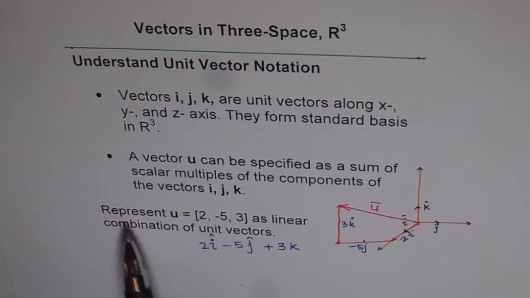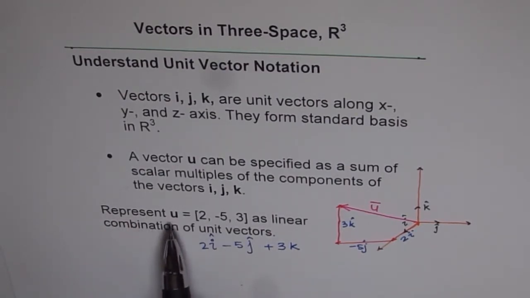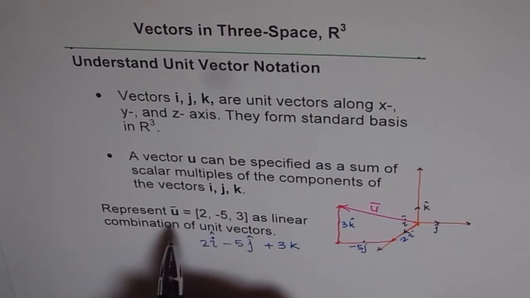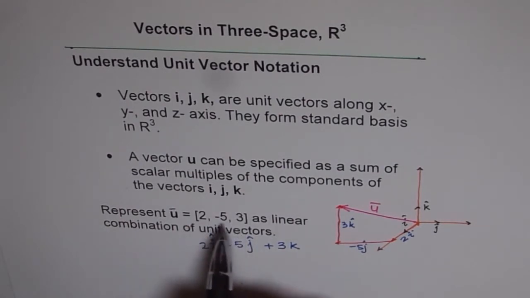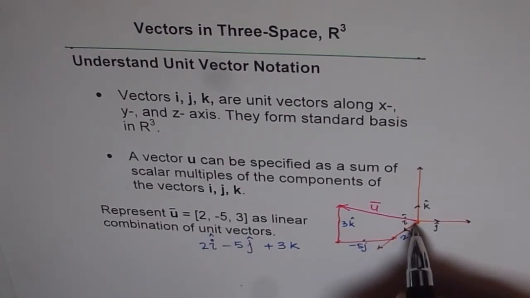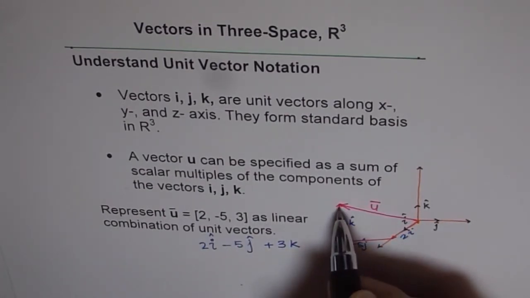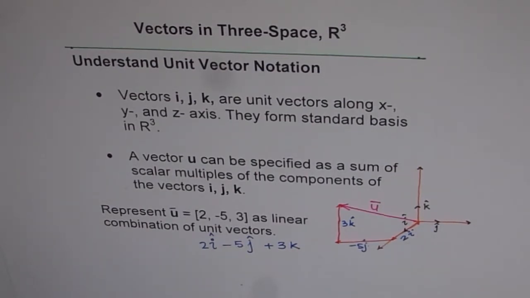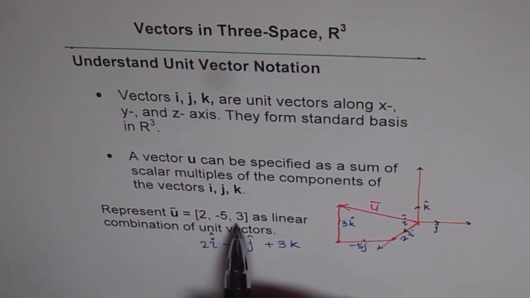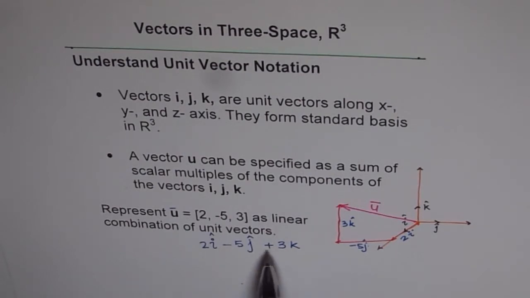So we say represent vector u. Whenever it is bold, it is a vector. So represent u equals (2, -5, 3). So that is a position vector u as a linear combination of unit vectors. So that is a linear combination. You see that this plus that, and all these three components have been in the direction of i, j, k. So that is how we can translate, or we can represent, a vector given as an ordered triple in unit vector notation. You can see here, right? So that is the way it should be done.